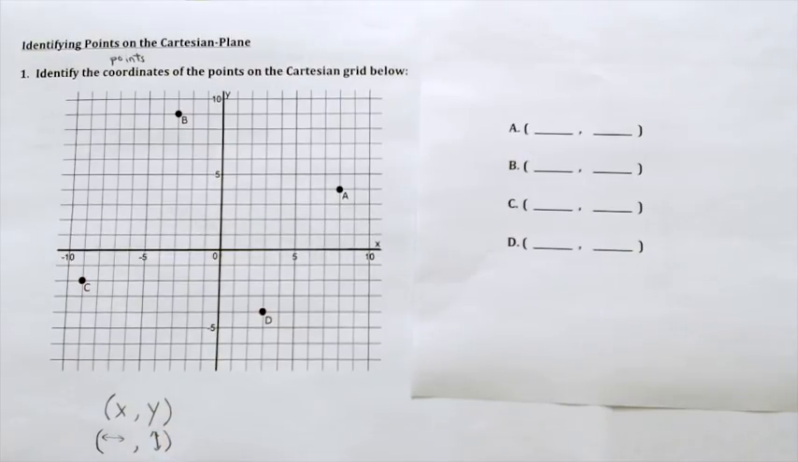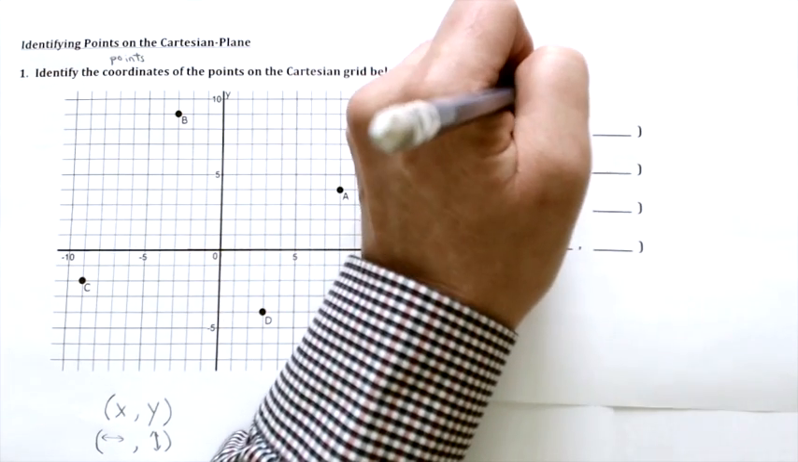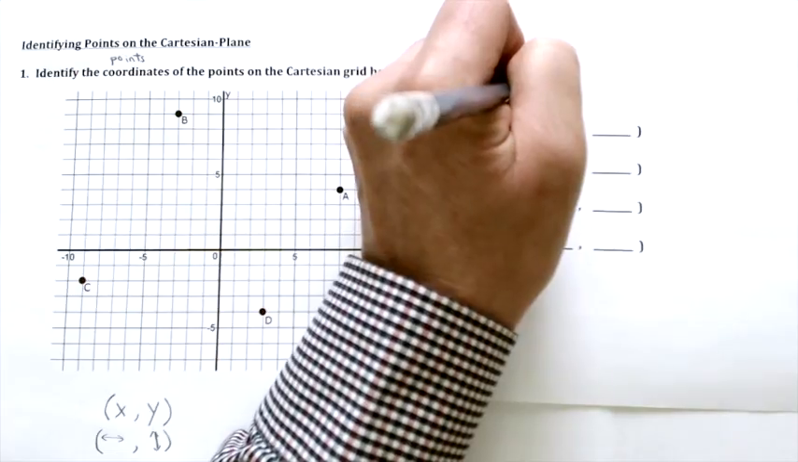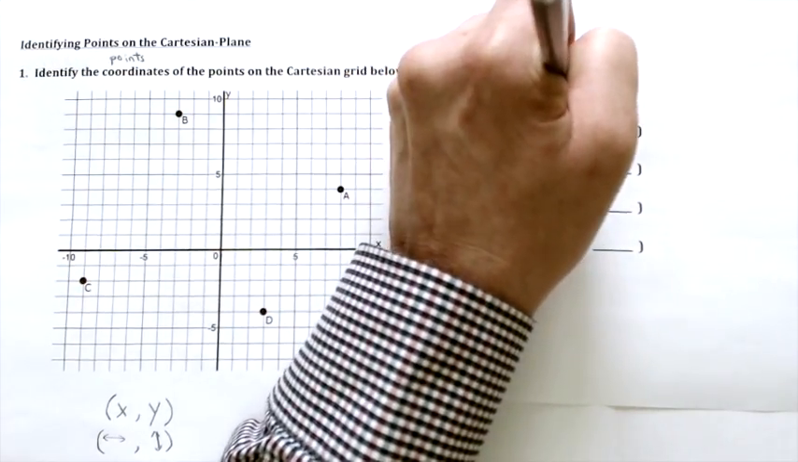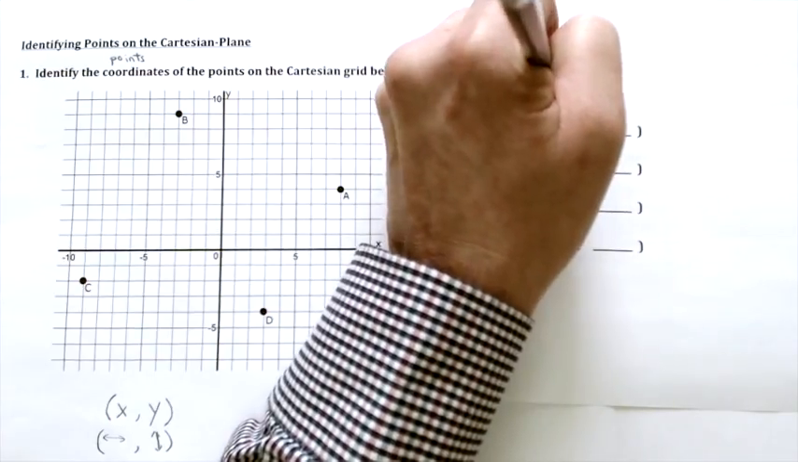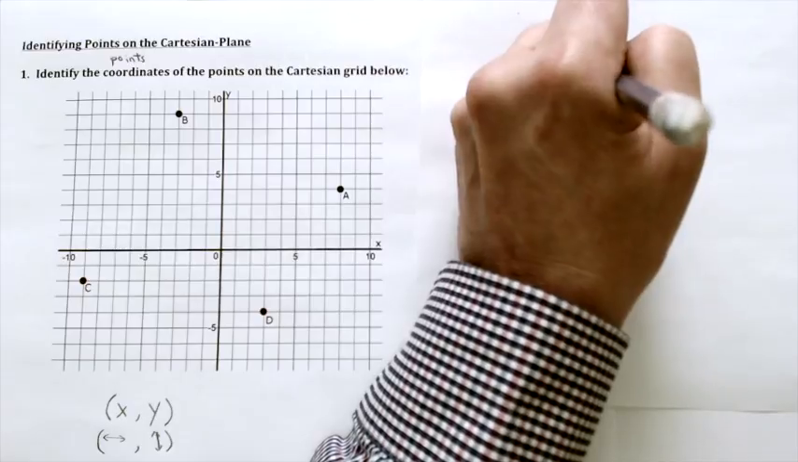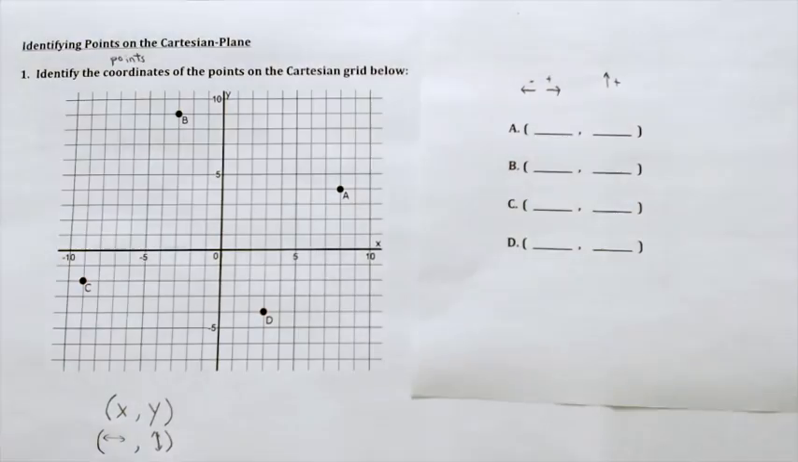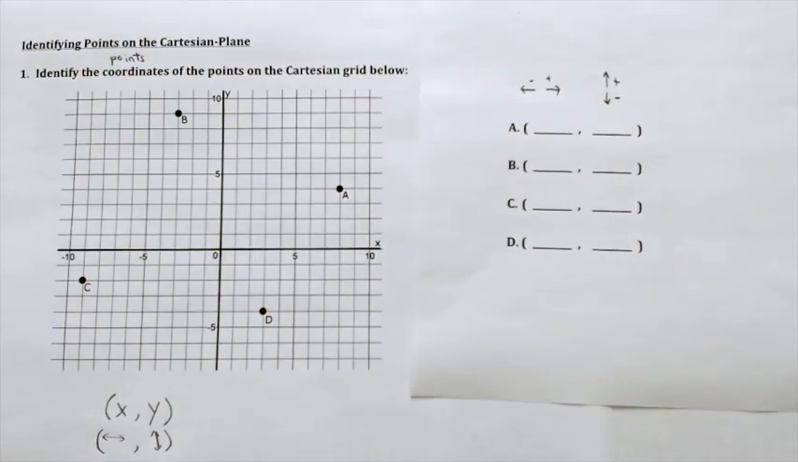So the basic directions for points, remembering for the x value that if you're moving left, you've got a negative value, and if you're moving to the right of that origin, you've got a positive value. Whereas with the y-axis, if you're going up, you've got a positive value, and if you're going down, you've got a negative value.